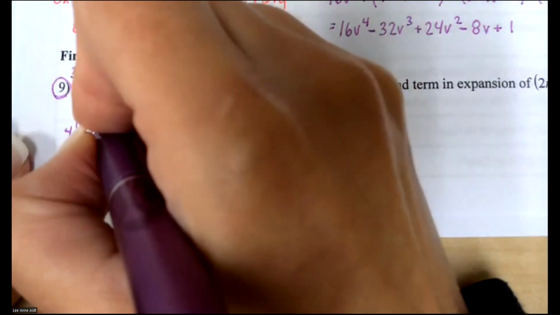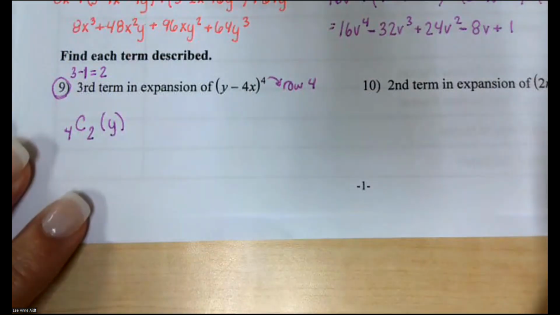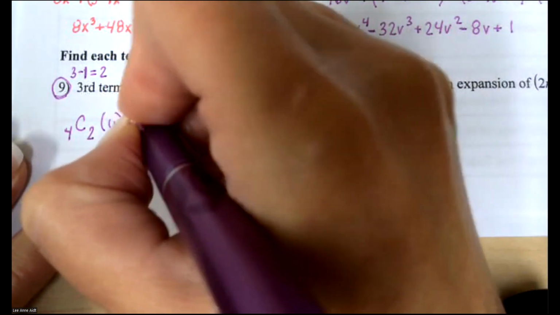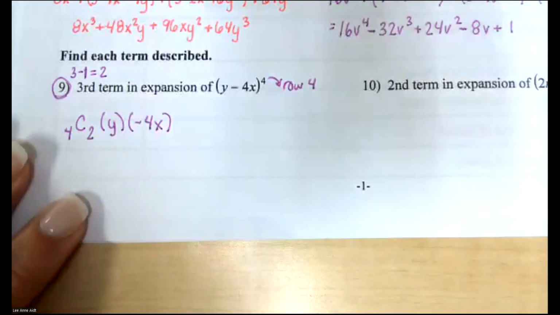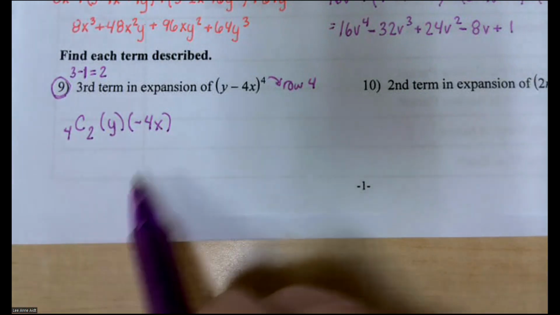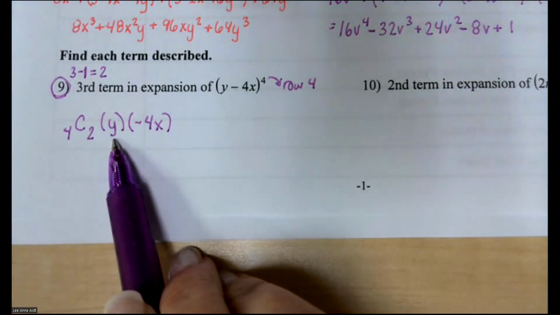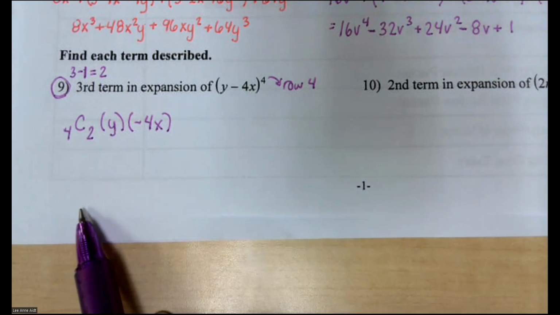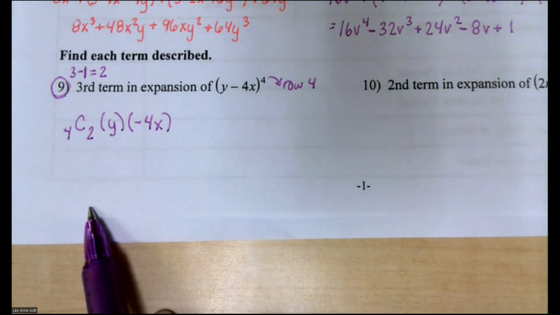Okay, then I'm going to put the front seat thing in parentheses and the back seat thing in parentheses. So front seat is y, back seat is negative 4x. Are you with me so far?